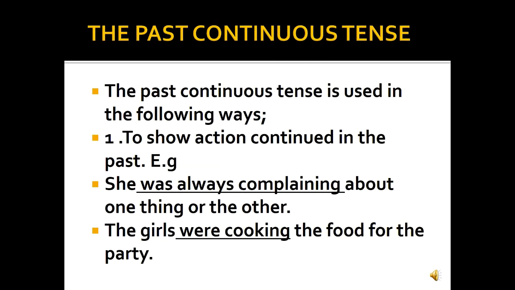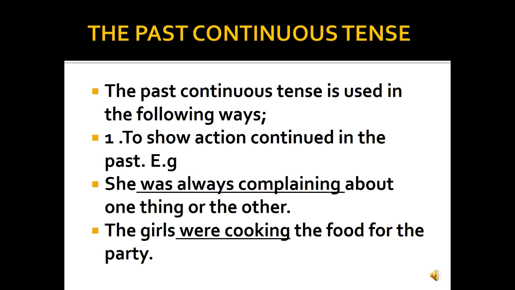The past continuous tense. That's another form of the past time. The past continuous tense is used in the following ways. One, it is used to show action continued in the past. For instance, she was always complaining about one thing or the other. The girls were cooking the food for the party.